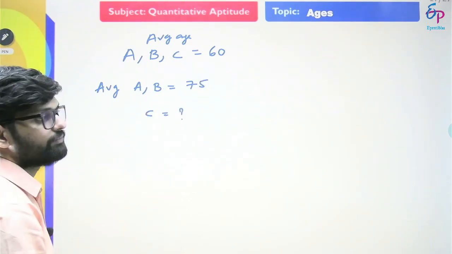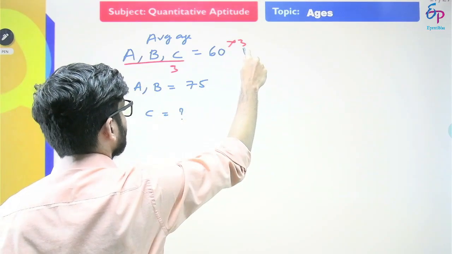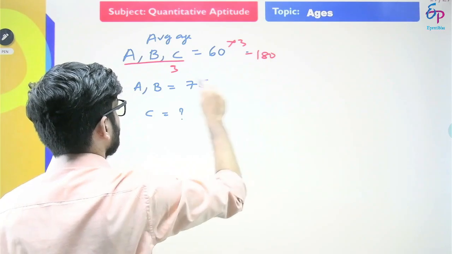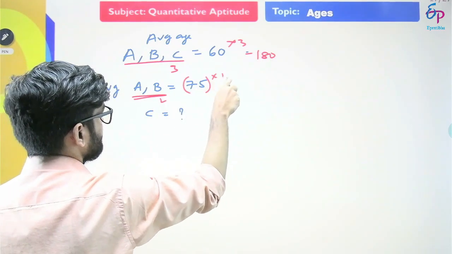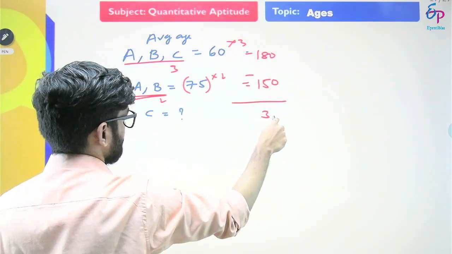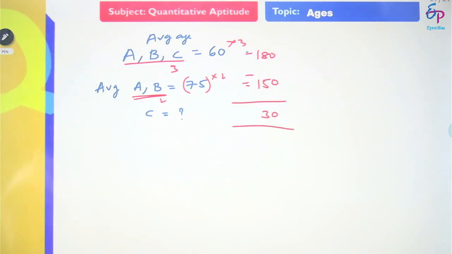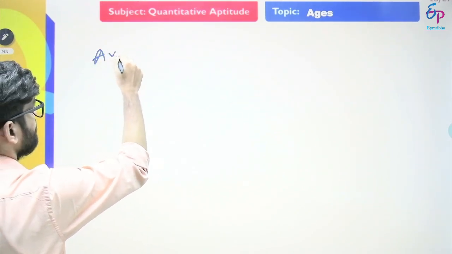Now what you can do? How many people are there here? 3 persons are there here. So into 3, if you do, what you will get? 180. How many people are there here? 2 persons are there. So into 2 if you do, how much you will get? 150. What you have to do next? Take the difference. What is the answer? 30. What is the age of C? 30 in this case.